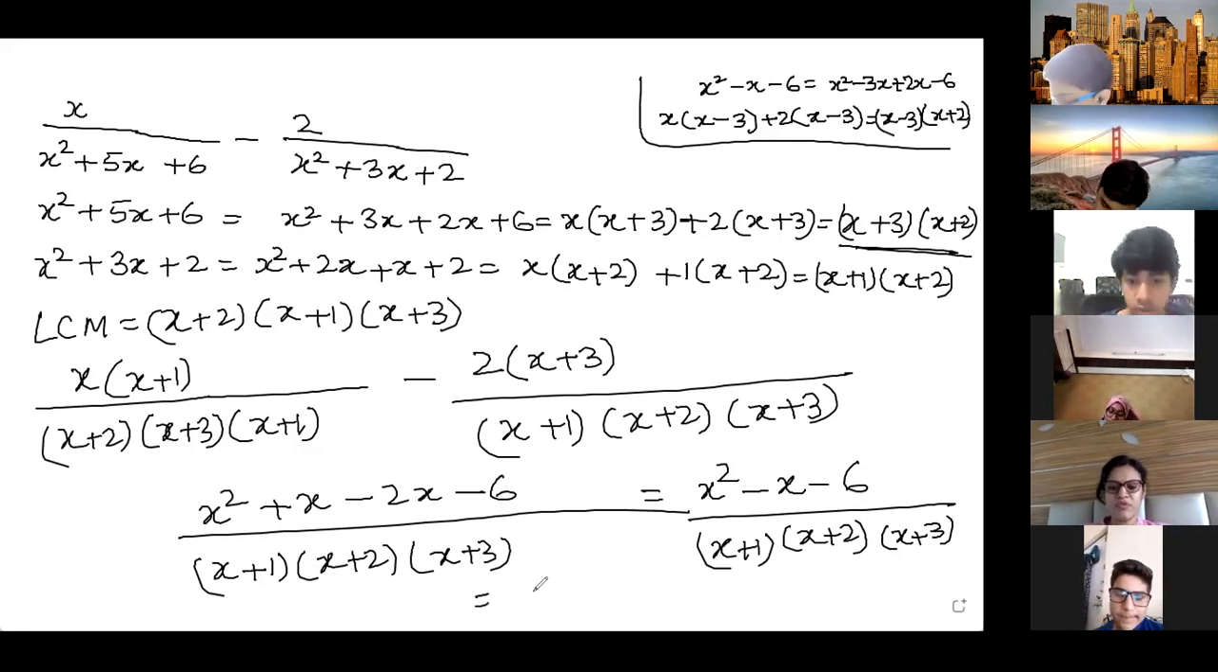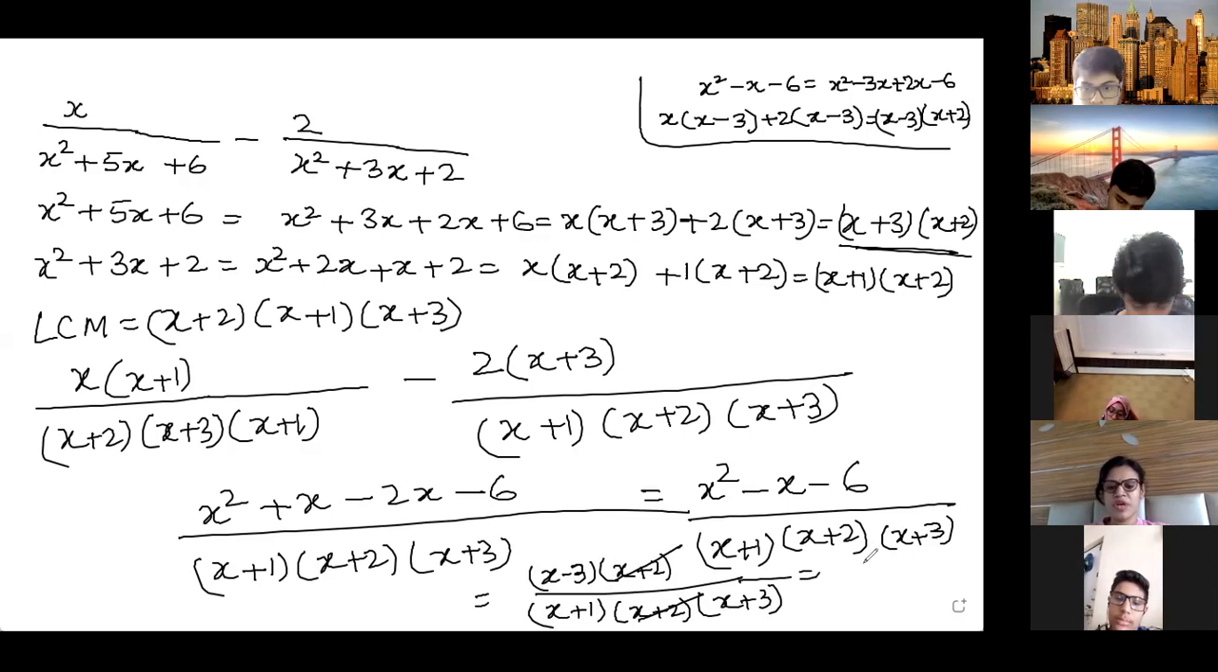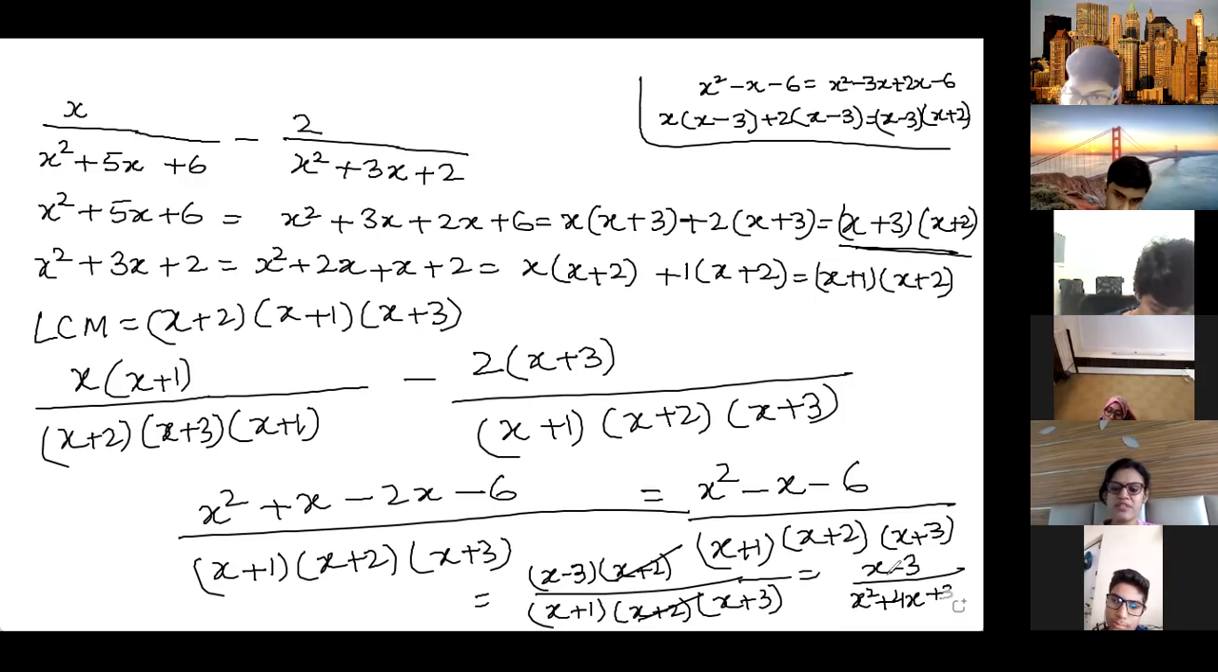Now when you put the value over here, x minus 3 into x plus 2 divided by x plus 1 into x plus 2 into x plus 3. You can cancel this. So now your answer is x minus 3 upon, now multiply these two. x plus 1 into x plus 3 is how much? x square plus 4x plus 3. So the final answer is this.